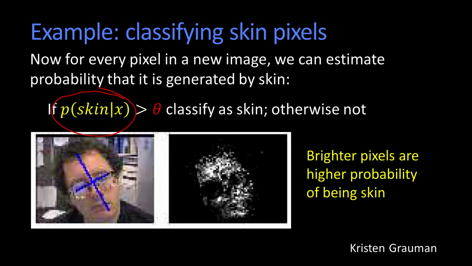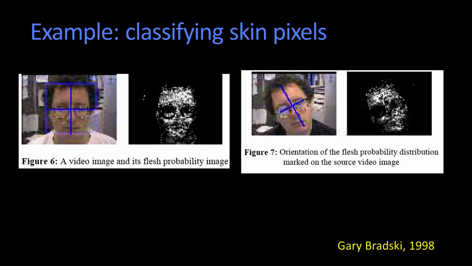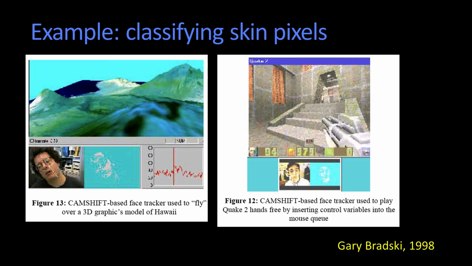Gary was using this to build a perceptual user interface where you could move your head around and the world that you were looking at in some virtual rendering would change as you moved your head. In fact, here's two more pictures showing you the orientation. Here it's pretty much straight up. Here he's turned his head. And all it's doing is tracking the skin pixels of his face. That's all.